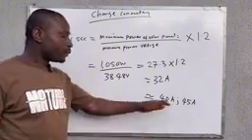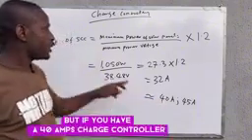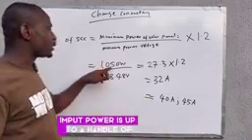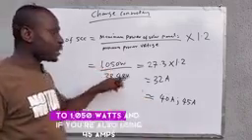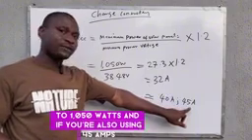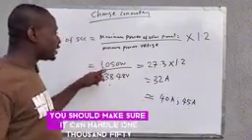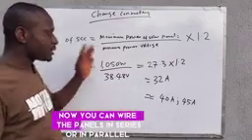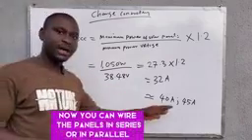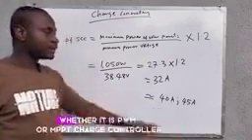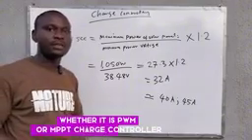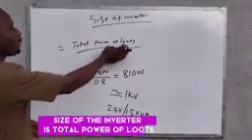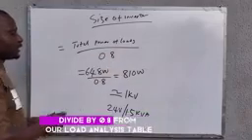But if you have a 40 amp charge controller, make sure the maximum PV input power can handle up to 1050 watts. And if you're using 45 amps, you should also make sure it can handle 1050 watts. Now you can wire the panels in series or in parallel depending on the charge controller, whether it is PWM or MPPT. The size of the inverter is the total power of loads divided by 0.8.